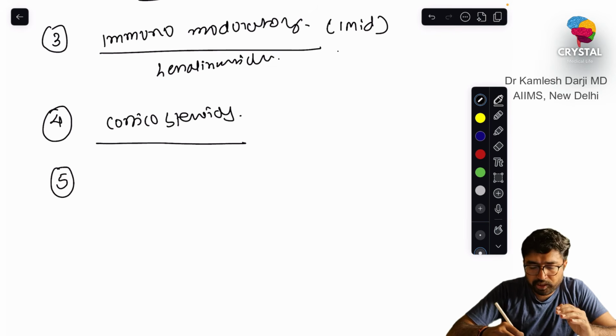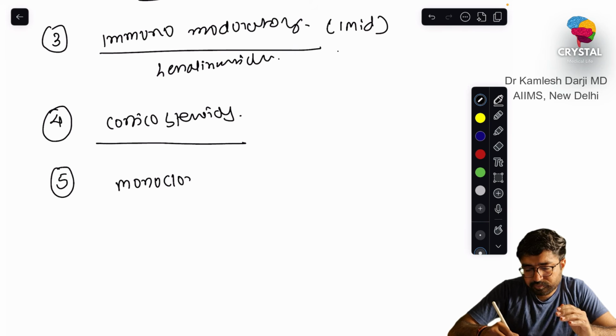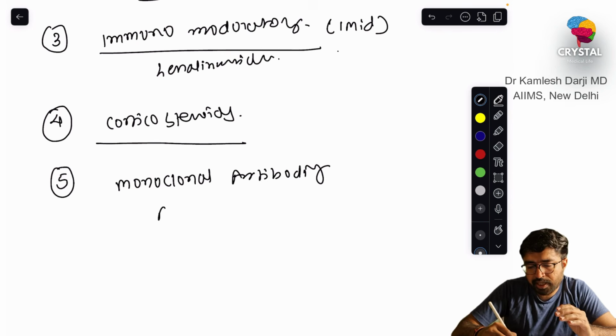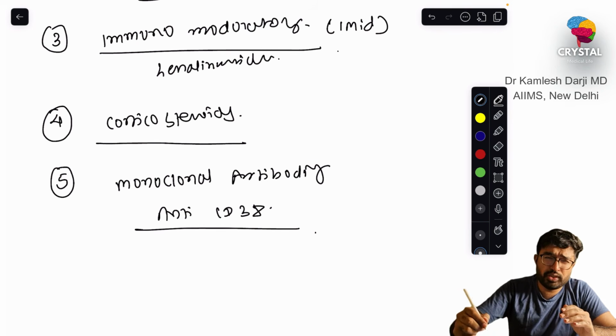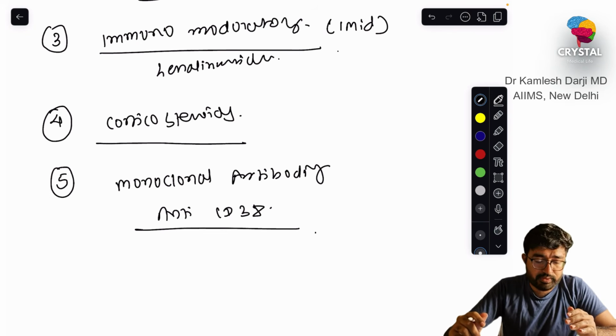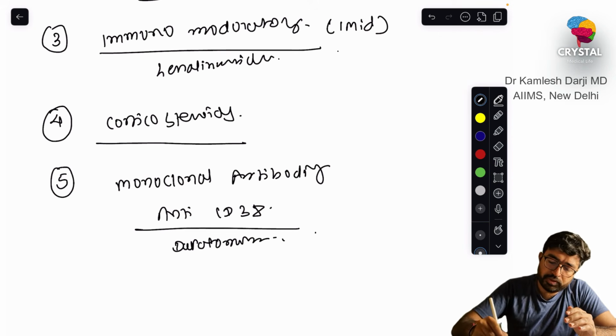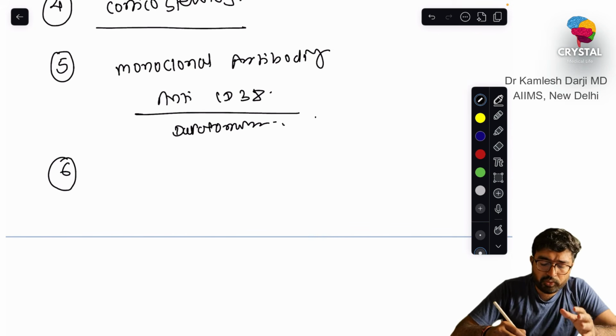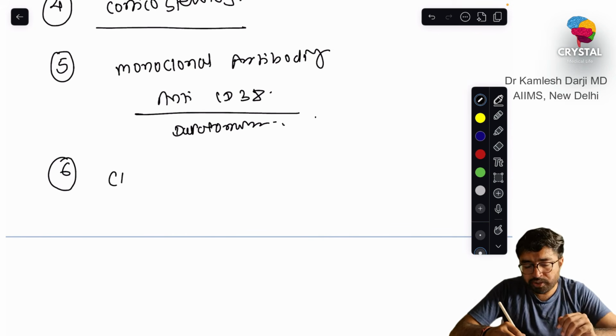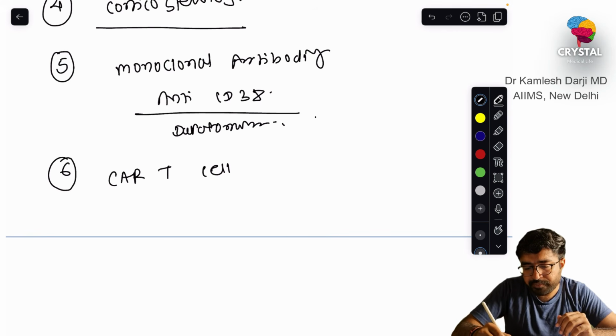Fifth, you can give the monoclonal antibodies like anti-CD38, also called the anti-syndecan 1. Okay, so daratumumab also you can give. Also, you can go for the CAR T cell therapy.